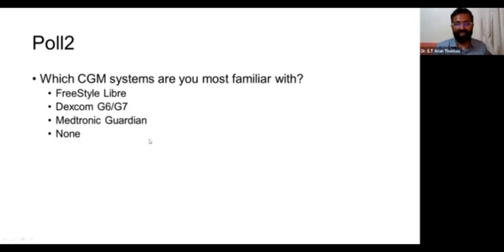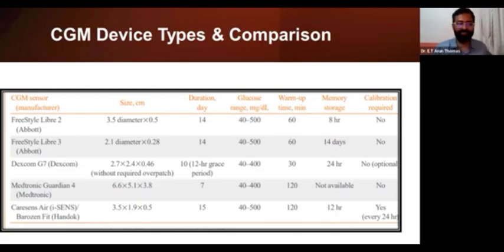Yes, I think you can show the results. So Freestyle Libre, 27% is using Freestyle Libre, and Medtronic is being used by 15%, and the majority are not using any CGM. So over to you, Dr. Sonu, just to orient us about the different systems available in the market that we can use.